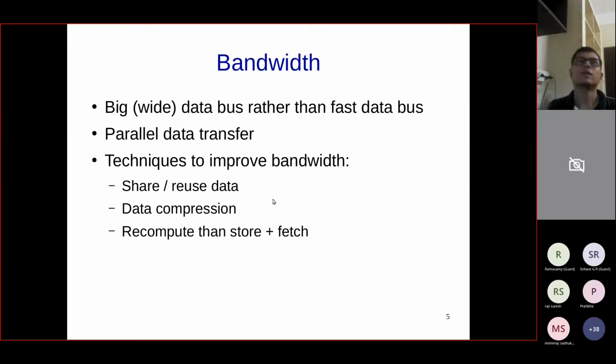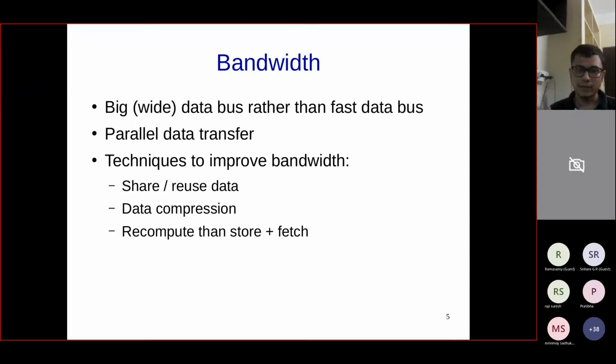Then there is data compression. Instead of transferring the entire data as it is from CPU to GPU, we can compress the data and then pass it across the PCI Express bus from CPU to GPU. The advantage of compression is that the size of the data will get smaller, and the time taken to transfer it from CPU to GPU will be less, provided that the compression and decompression time are reasonable.